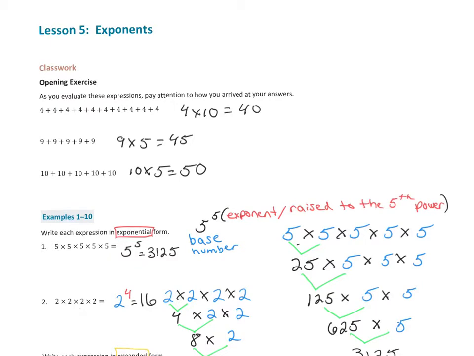Hi, so yesterday we reviewed Lesson 5 for some, and others just started Lesson 5. We talked about exponents. We started with the opening exercise where we added the 10 fours. We decided that there was 4 times 10, and that equaled 40. And when you're adding nines, it is 9 times 5, and that's 45. We call this one repeated addition.